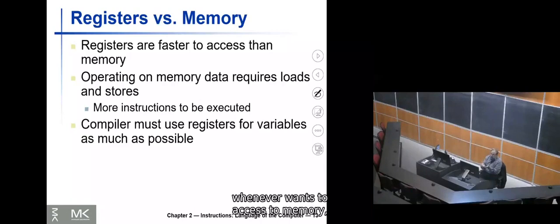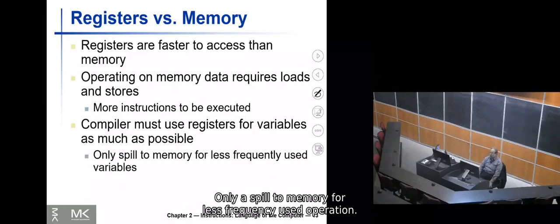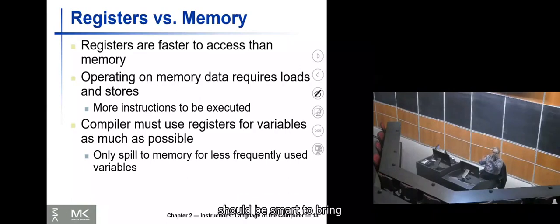Whenever it wants to access memory, it should bring it to the registers and do whatever it wants. Only spill to memory for less frequently used operations. The compiler should be smart, or even you as the programmer should be smart, to bring to registers the things that you are using lots of times. If there is something that you don't need in your program for a long time, it's good to put it back into the memory.